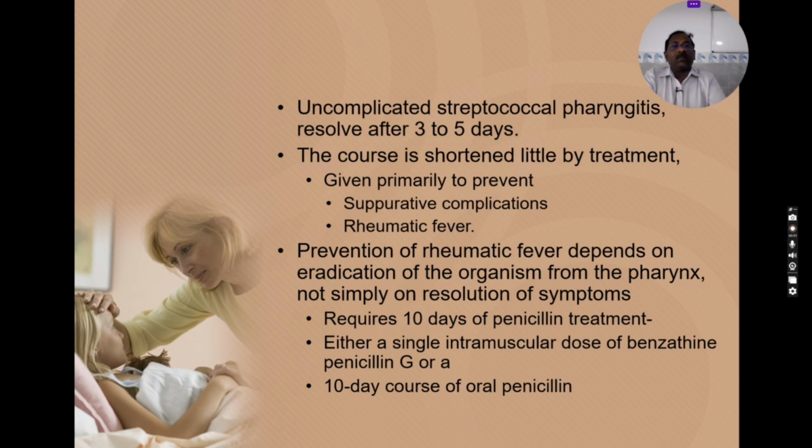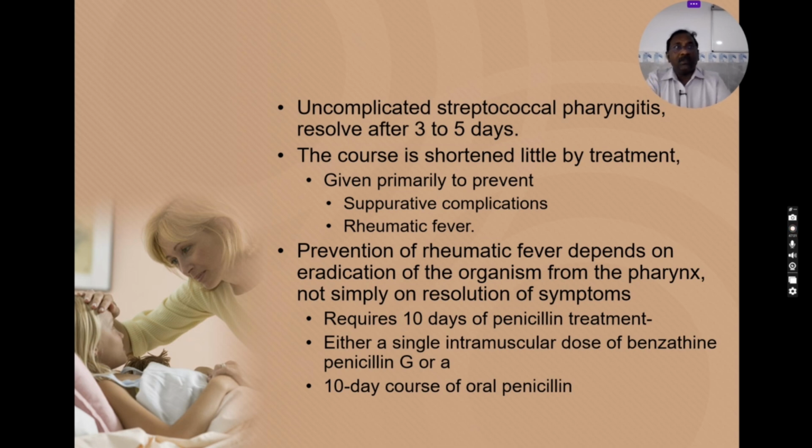So uncomplicated streptococcal pharyngitis resolves after 3 to 5 days. The course is shortened little by the treatment, which is given primarily to prevent the suppurative complications or rheumatic fever. Prevention of rheumatic fever depends on the eradication of the organism from the pharynx, not simply on resolution of the symptoms. It requires about 10 days of penicillin treatment, either a single IM dose of benzathine penicillin or a 10 day course of oral penicillin.